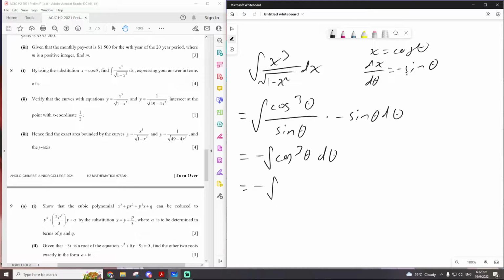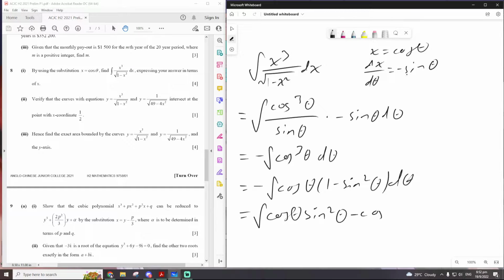Whenever you have a power of a trigo, the standard approach is to consider sine. So what I can do is I can actually write this as cosine theta 1 minus sine square theta d theta, because this is cosine square times cosine itself, and then I can get out this minus also. So this becomes integral of sine square theta, I'll write it as cosine theta sine square theta minus cosine theta d theta.